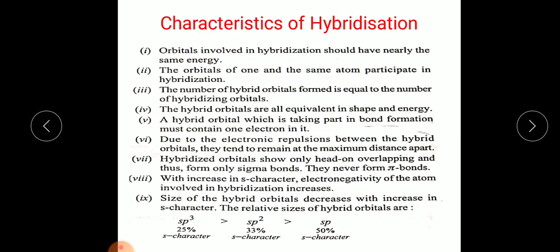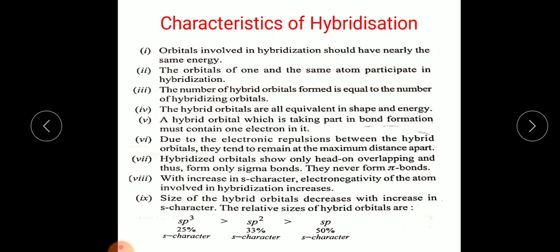Now, characteristics of hybridization. First one, orbitals involved in hybridization should have nearly the same energy. So the orbitals which are undergoing hybridization should have the same energy. For example, if you have 1s, 2s and 2p, then 2s and 2p will undergo hybridization, the orbitals having similar energy. The orbitals of one and the same atom participate in hybridization. So the orbitals of the same atom undergo hybridization.